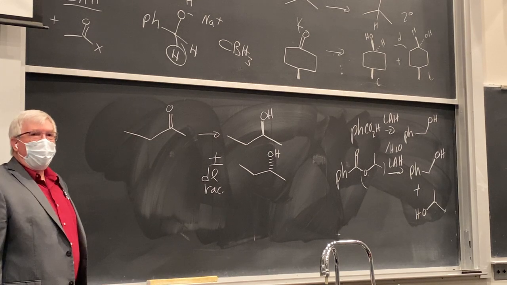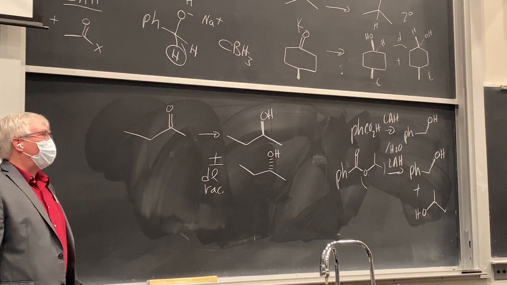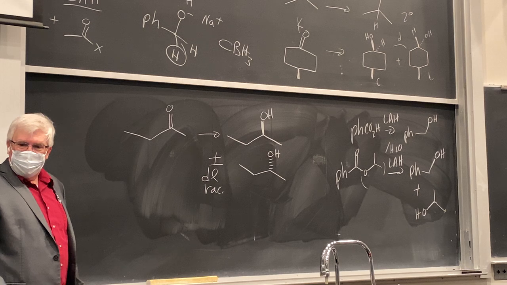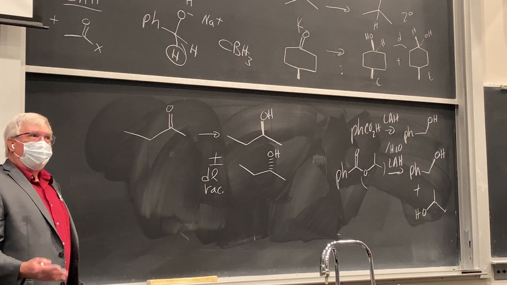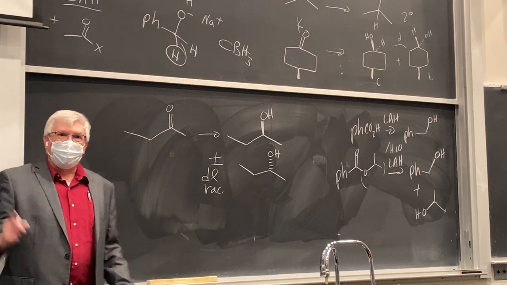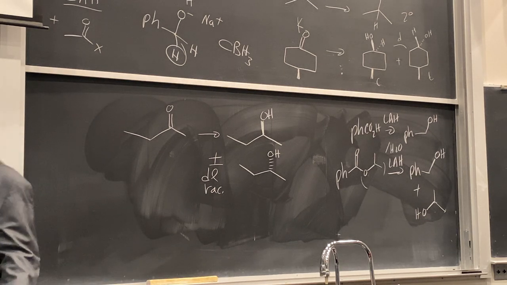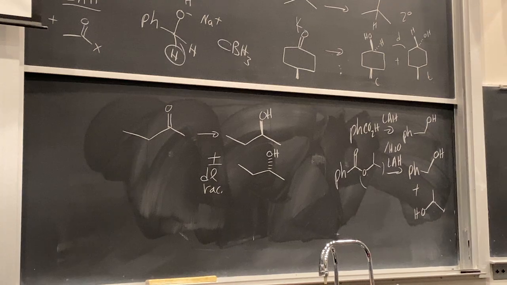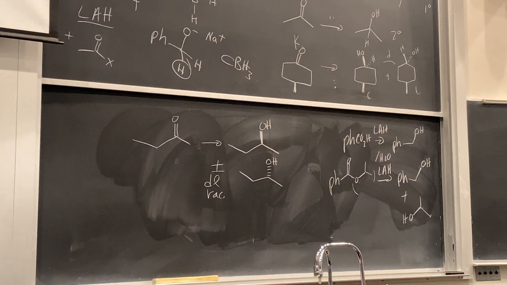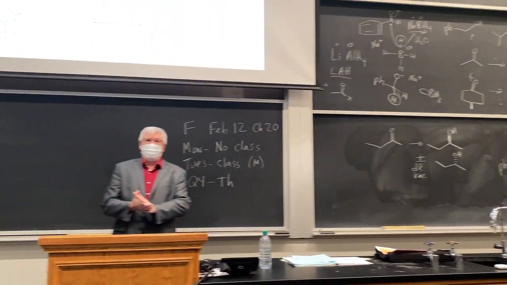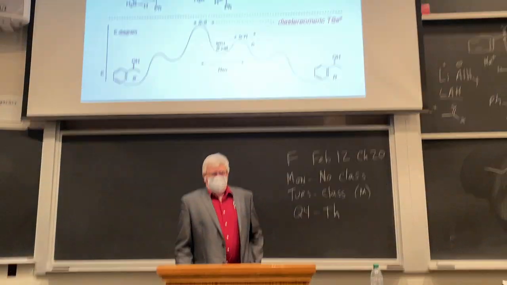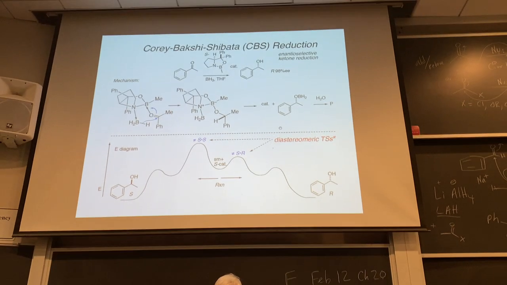But if we had a chiral reducing agent, what could we possibly get? We could get the enantioselective process. And this is important in biology and industry. Let's go back up to the overhead here and see an example of asymmetric reduction. Okay. Back up there, Nick. Yeah, thank you.